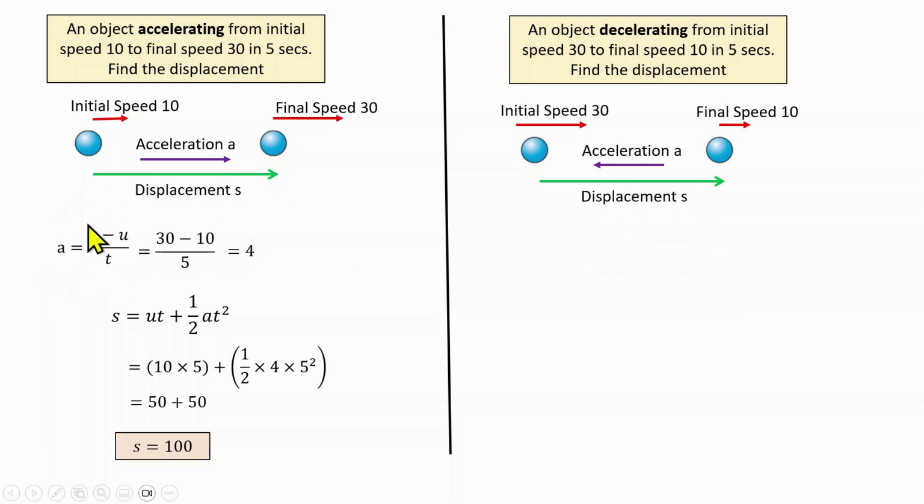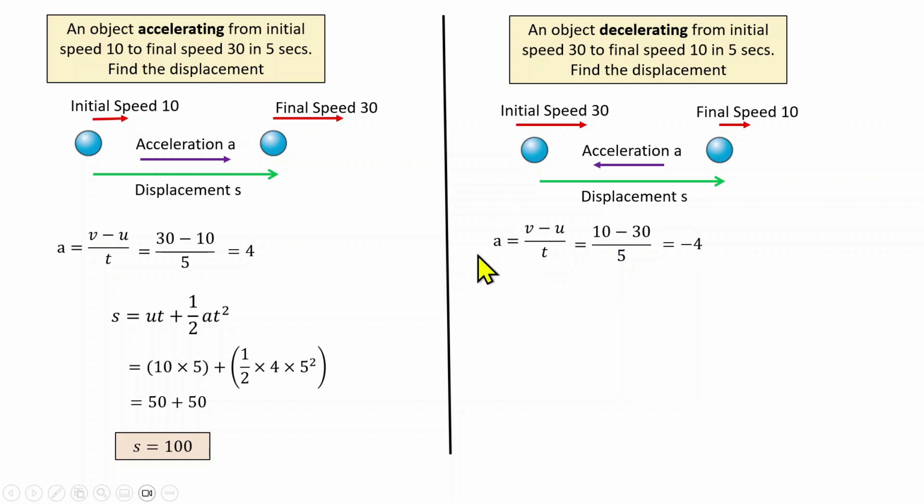First, let us find the acceleration using the change in velocity upon time. So v, the final speed here, is 10, initial is 30. If we put all the values in, 10 minus 30 upon 5, this will come out as negative 4. Now, since the object was decelerating, that is why the value of acceleration came out as negative.